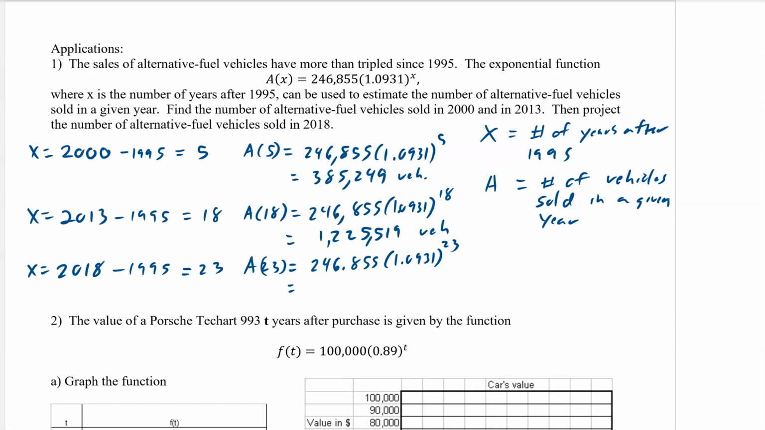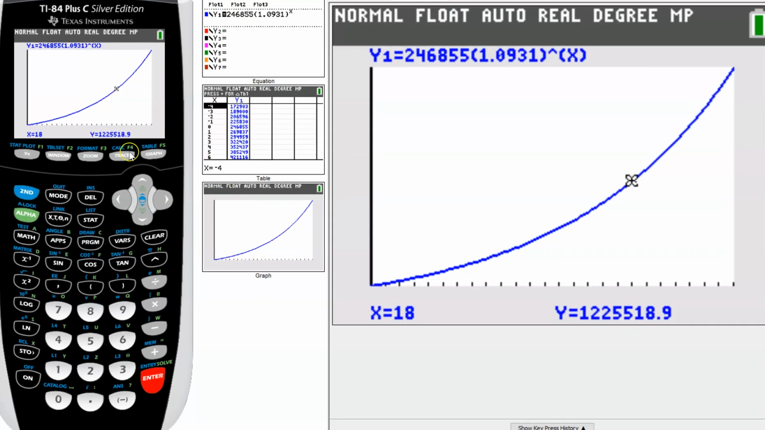All right, and then now the last one, 23. So trace and 23, and it says 1,912,580. So 1,912,580.